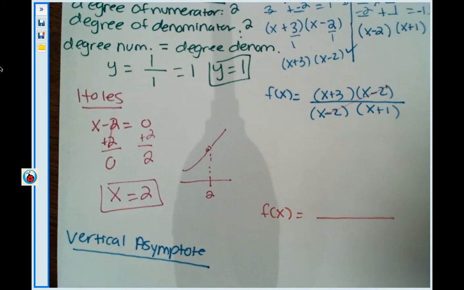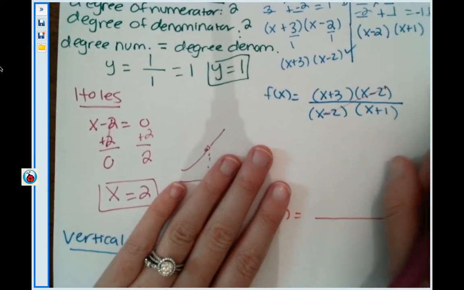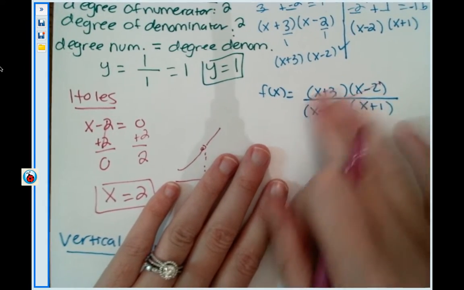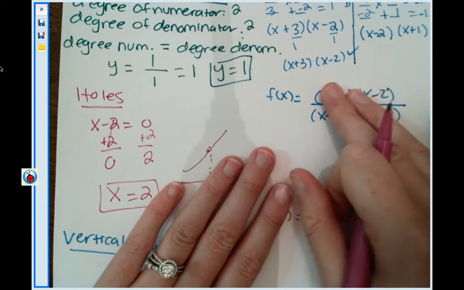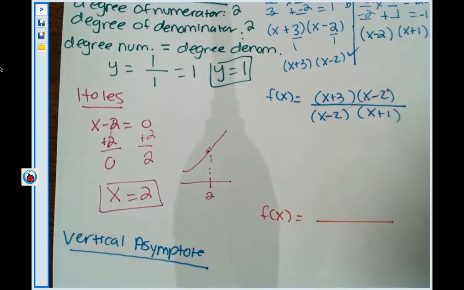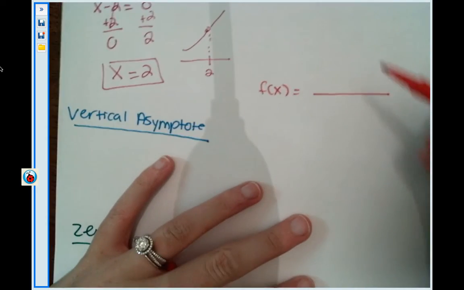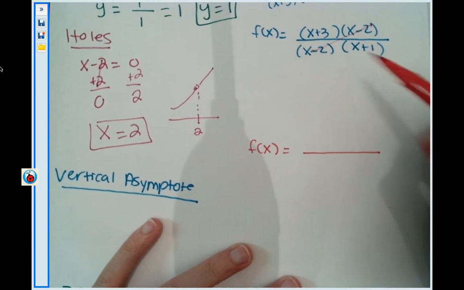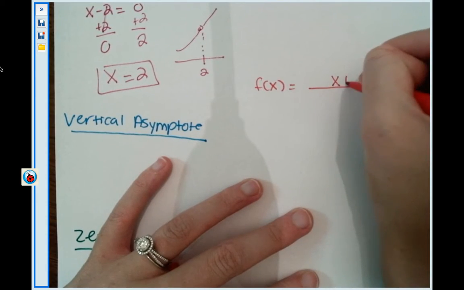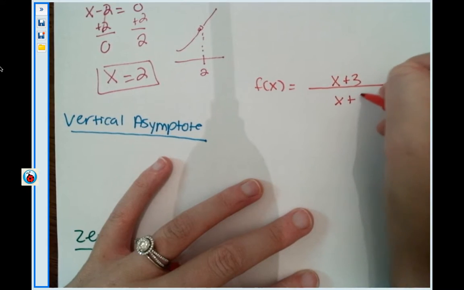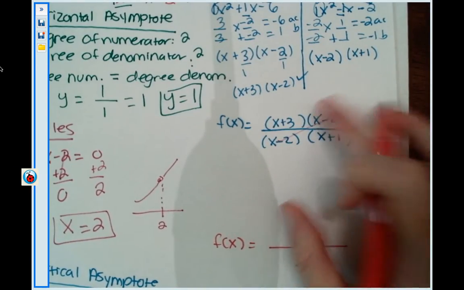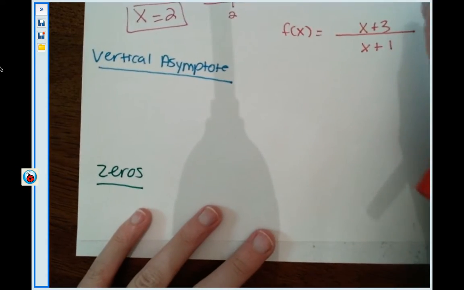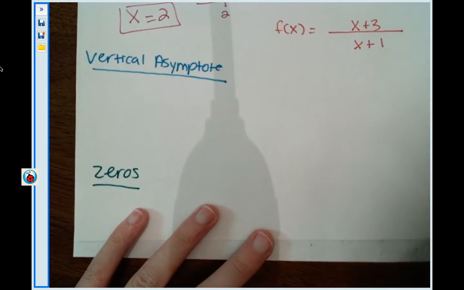Alright, now remember you guys, once we cross out the hole, we never go back to this function. Okay, we move on to what's left over, and that's what we use to identify the vertical asymptote and the zeros. So what's left over, I'm going to write here, is x plus 3 and x plus 1. Alright, so I'm not looking back here anymore. When we find our vertical asymptotes and zeros, it must come from this one.